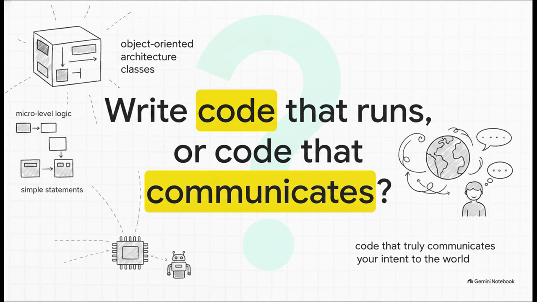So, we fully unpacked the tools of Python 3.14 today, moving from the micro-level logic of simple statements all the way to the macro-level architecture of object-oriented classes. These features are undeniably powerful, but they leave us with one vital question to ponder as we close this explainer out. With all these elegant structures at your disposal, are you writing code that merely runs for the machine, or are you writing code that truly communicates your intent to the world?